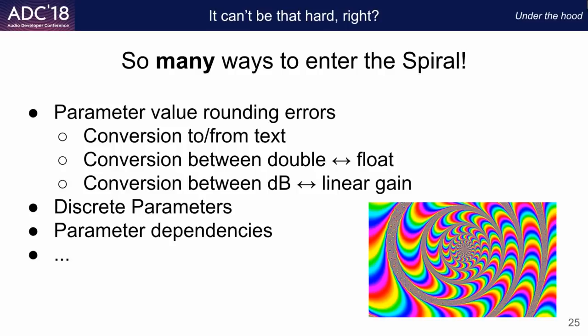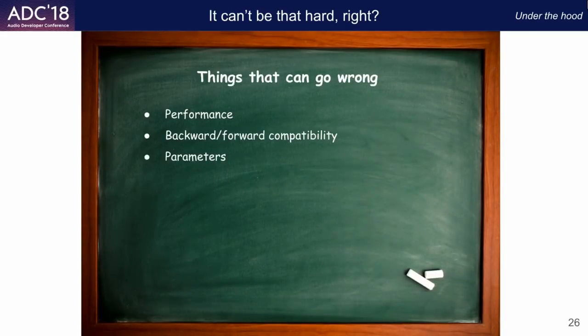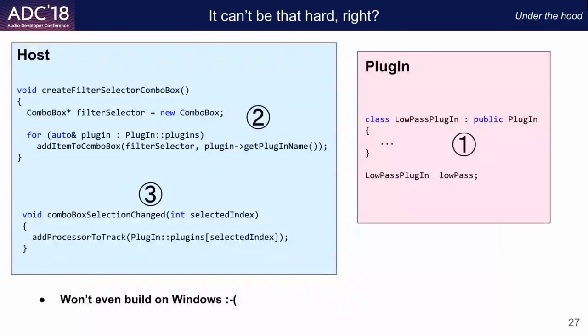And then parameter dependencies as well. If one parameter changes the value of another parameter, you get that very, very easily. So yeah, that's what we just did, right? So let's give it another tick here, because we just entered the parameter spiral of death. Okay, so we kind of fixed that somehow, and we're really happy.